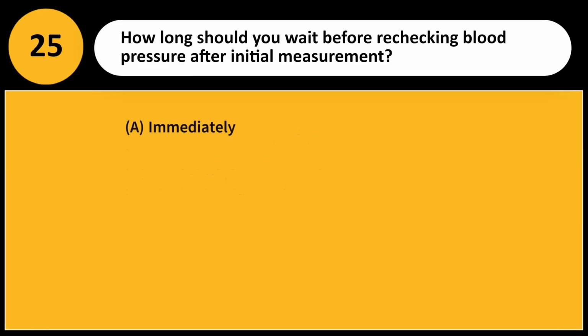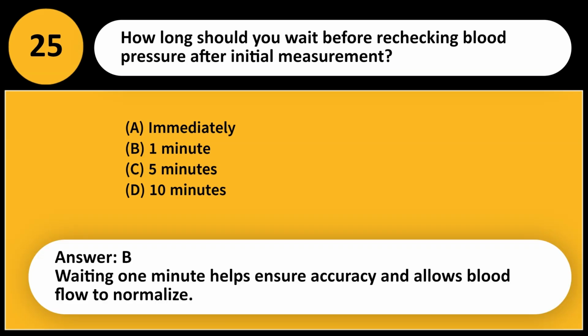How long should you wait before rechecking blood pressure after initial measurement? A. Immediately. B. 1 minute. C. 5 minutes. D. 10 minutes. Answer B. Waiting 1 minute helps ensure accuracy and allows blood flow to normalize.